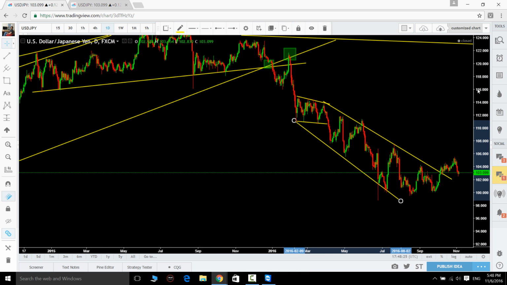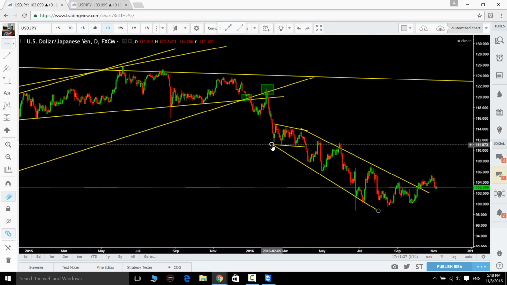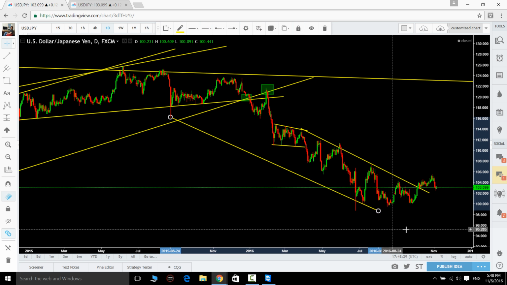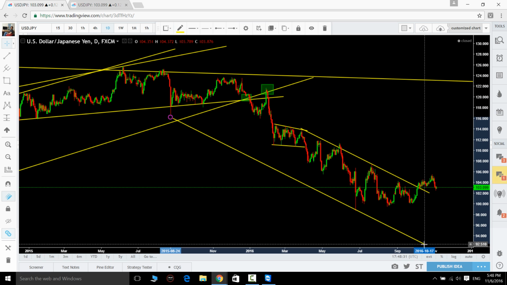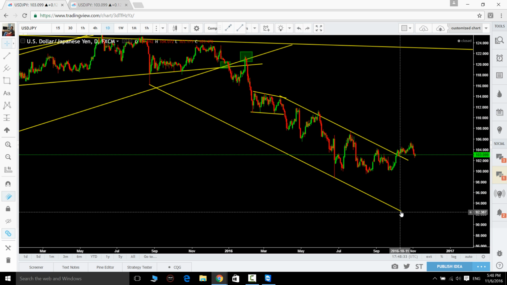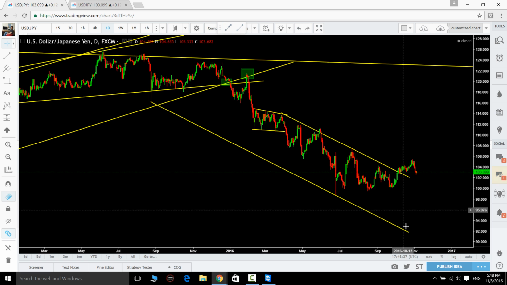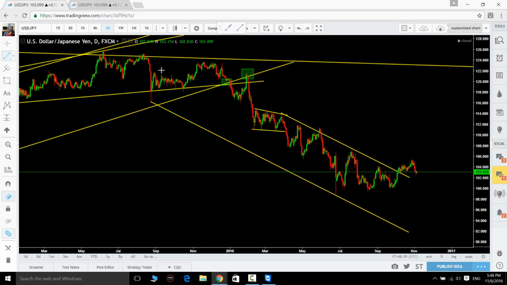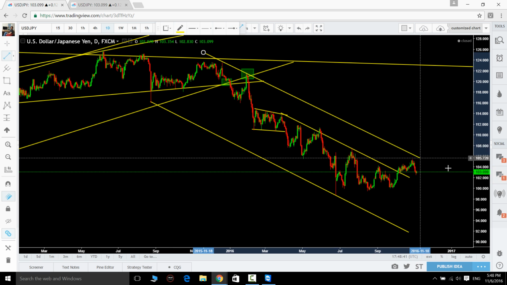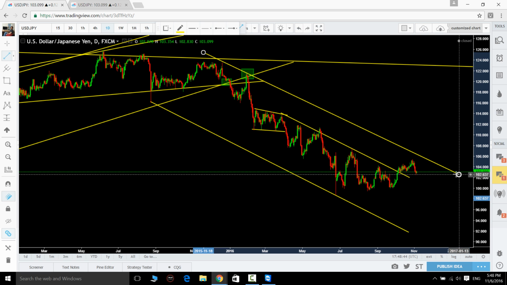So the bigger structure is something like this. So I'm not expecting price to go to the downside and test this trend line. Yeah, it's just for your structured drawing. Yeah?